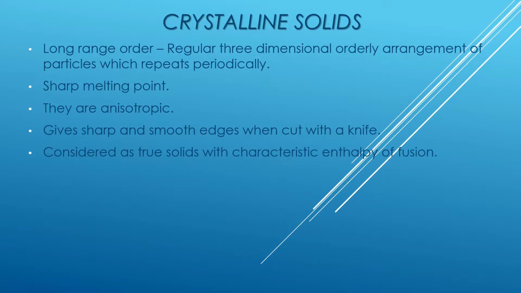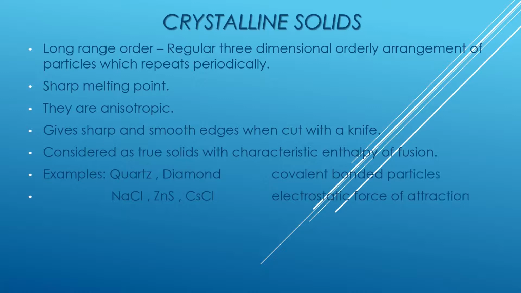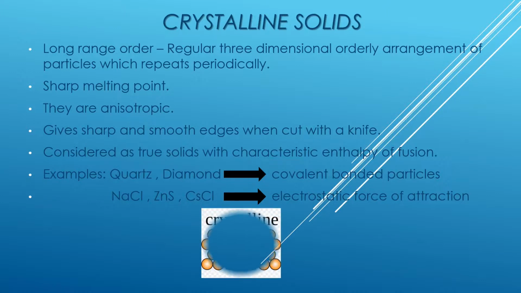So guys, in this chapter, examples are really important. You get marks for them. The examples of crystalline solids having covalent bonded particles are quartz and diamond, and the ones which have electrostatic force of attraction are sodium chloride, zinc sulfide, etc. You can also make out more examples, but I think these are enough. Another example: solid iodine and solid sulfur have weak van der Waals force of attraction between them. There is a picture of the crystalline solids.